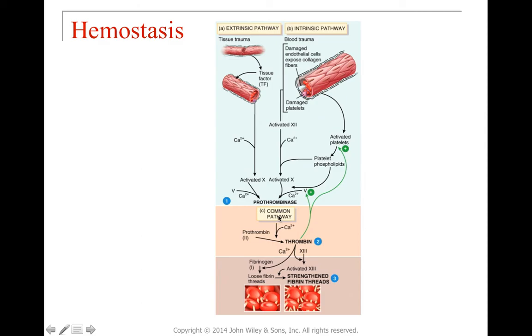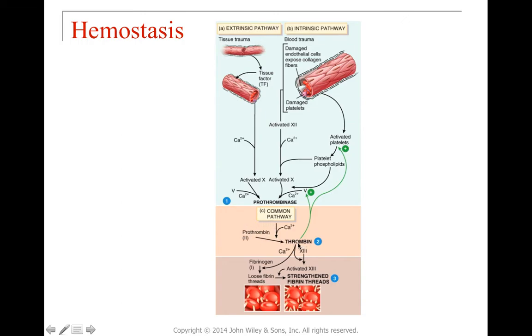All right, so I just talked about A and B, and both of them end up in prothrombinase. Now I'm going to enter into C, which is the common pathway. You'll notice that all of this is calcium dependent. Calcium is going to be really important in many different stages of this response. All right, so prothrombinase is an enzyme, as you can tell from the -ase ending. Prothrombinase is going to cleave prothrombin into thrombin.